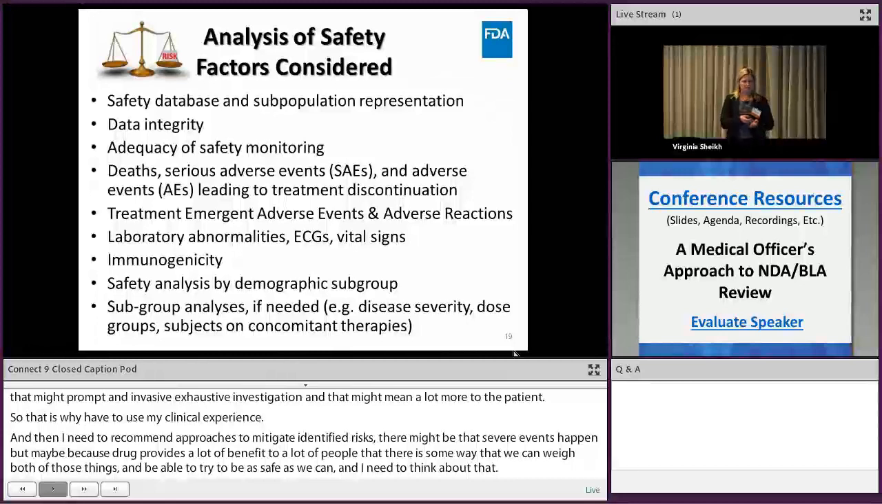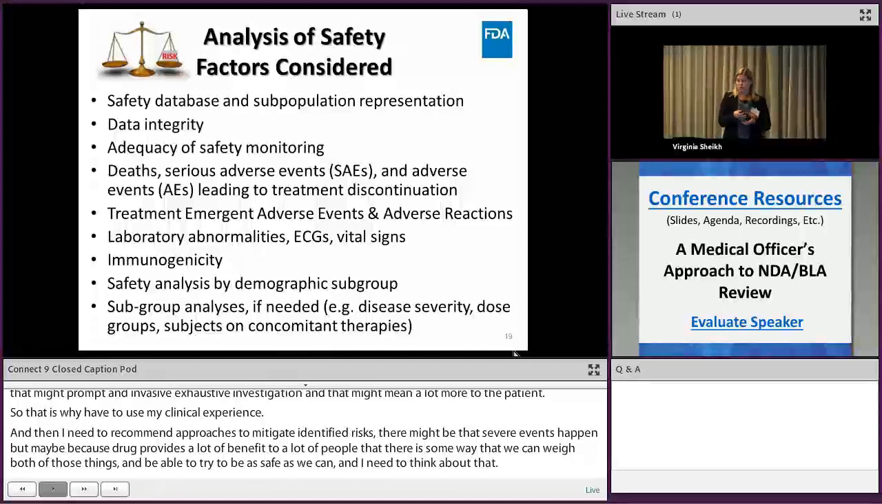I'll be looking at data integrity. I'll be looking at the adequacy of safety monitoring. I'll be spending a lot of time on events like death, serious adverse events, and then adverse events that lead to study discontinuation. I'll be reading all the narratives there and trying to see if there's a story there of some sort of thing that's likely related to the drug.